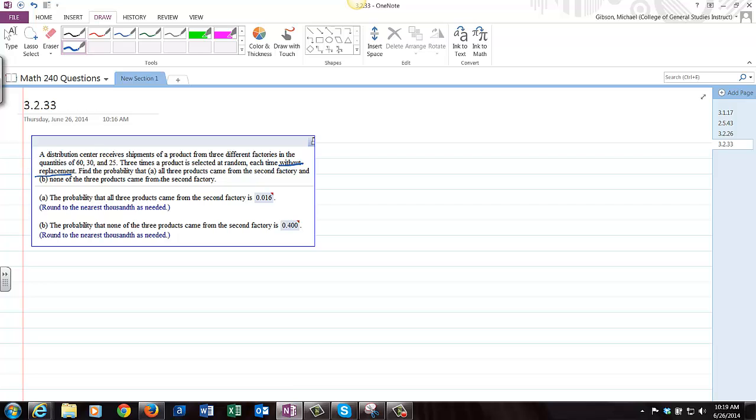Find the probability that A, all 3 products came from the second factory, and B, none of the 3 products came from the second factory. Alright, first let's figure out how many total shipments there are. So we get 60 plus 30 plus 25 is 115. How many of them come from the second factory? Well, it looks like 30, right?